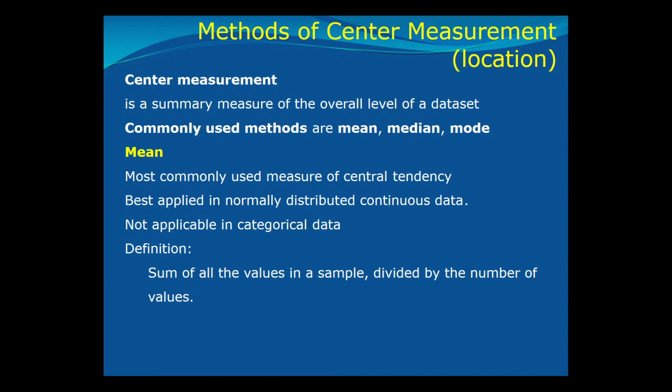Mean is the most commonly used measure of central tendency, best applied to normally distributed continuous data, not applicable to categorical data. And as for the definition of the mean, you know how to calculate it. You need to sum up all the values in a sample, and you need to divide this sum by the number of values observed.